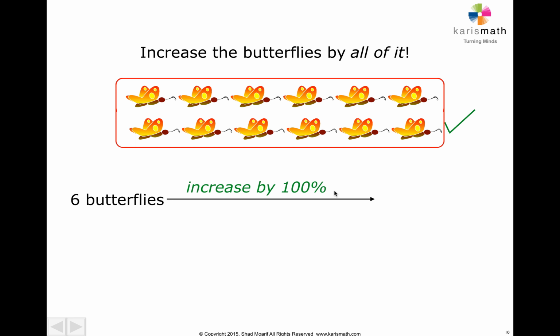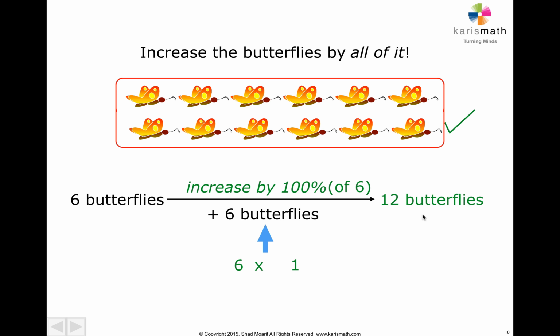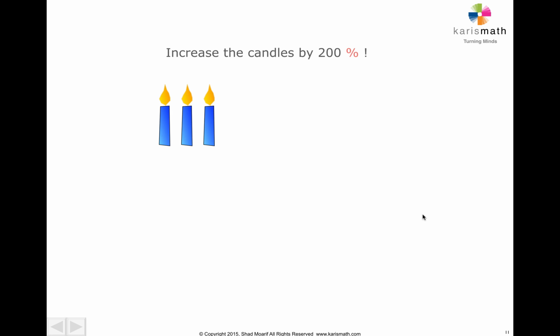So 6 butterflies. If you want to increase it by 100% of 6, well, 100% of 6, you can work it out. 6 times 100% means 6 times 1, which means 6, which means you add 6 more butterflies to it, and you get 12 butterflies. That's your answer. Okay, now you try this.